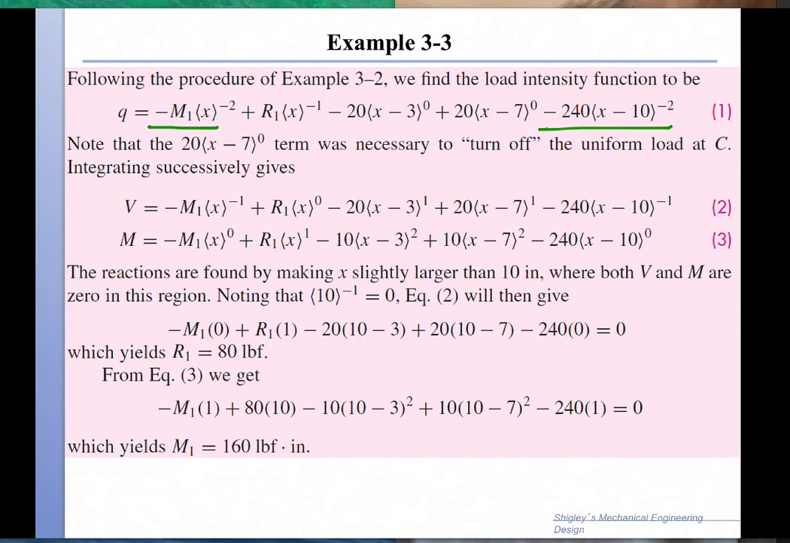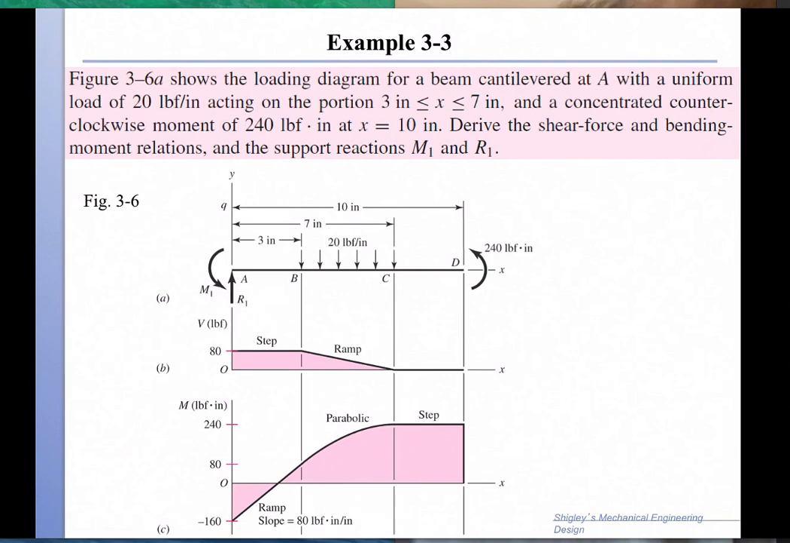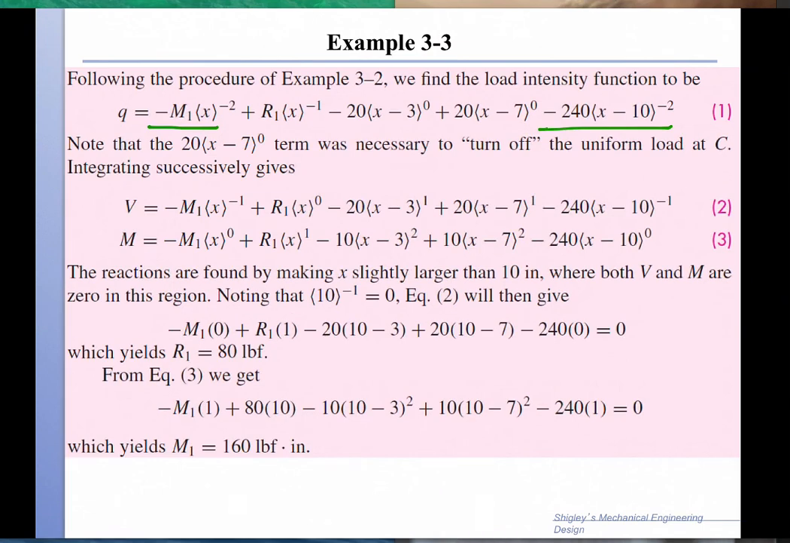Both are negative doublets from the sign convention: counterclockwise would be negative. So this is negative and this is negative, and therefore I have minus m1 times x to the minus 2, minus 240 times x minus 10 to the power minus 2. And then in addition, I have an impulse at x equals 0, and the magnitude of the impulse is 1.